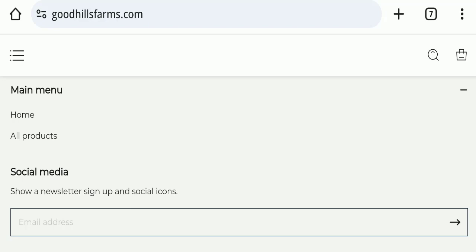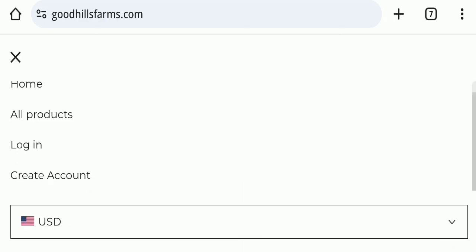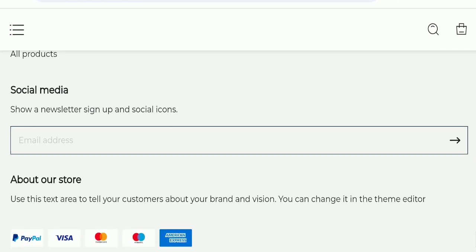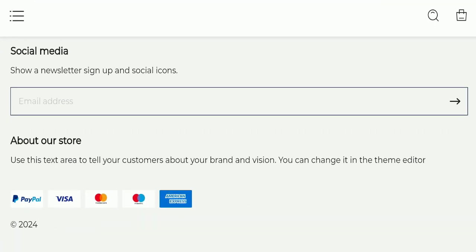Next we will check the contact us page of this website, but the contact us page is also not available here. So it's also a very negative sign. Also, this website is not active on any social media platform, so it's also a very negative sign. Now we will talk about Good Hills form reviews. This website has not received any customer reviews yet, so it's a very negative sign.